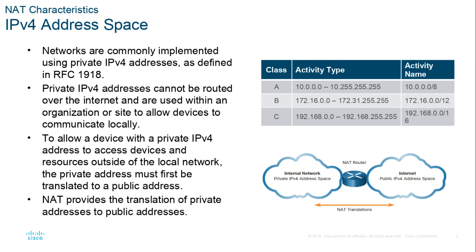Class C is the smallest range of networks because this Class C network only has about 250 odd available network addresses. So that's typically what home users use.